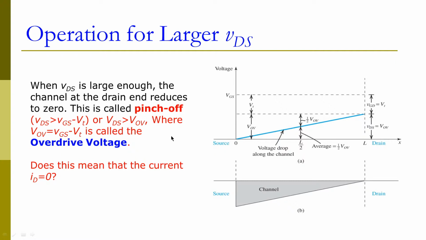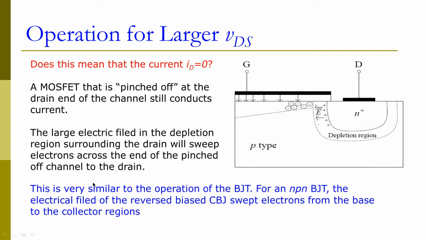Now when the channel is closed, does this mean that our source to drain current equals zero? Actually, it does not. Even though the channel is pinched off at the drain end, we still have a current flow.